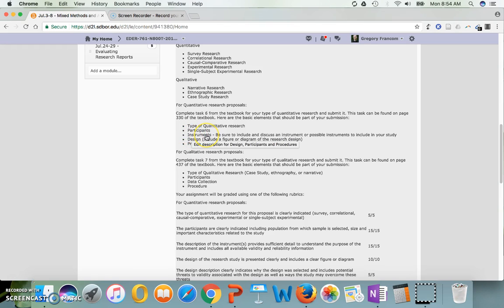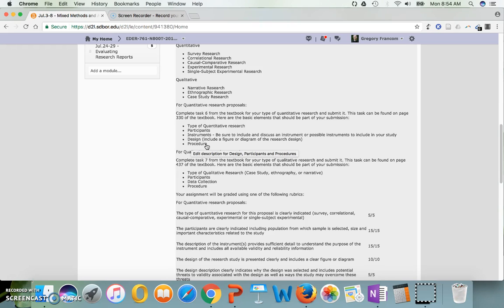What are your instruments for quantitative research proposals? So be sure to include and discuss an instrument and cite the instrument if it's been created by someone else, or if you're going to create it yourself, include some sample items that might be on the instrument. The design, and for quantitative proposals you want to include a figure or diagram that shows the research design. So it might show the different conditions and what their treatments will be versus the control, and so forth, and the procedure. That's the steps you will take for your research study.